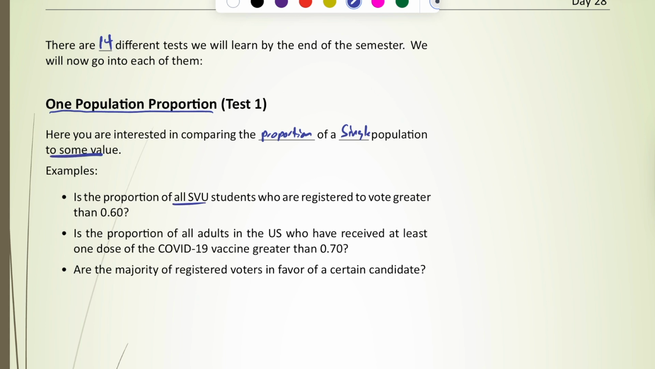The proportion of all SVU students who are registered to vote is greater than 0.60. So you're interested in the population registered to vote. You're wondering if it's greater than 60%. So implicit in that is a guess. You're going to guess that the population proportion is 60%, and we're going to test to see whether that's accurate. Remember, your null hypothesis always has to be a value. You're guessing a value for that population parameter. This equation here, this mathematical representation of our guess at the population parameter, is called the null hypothesis.